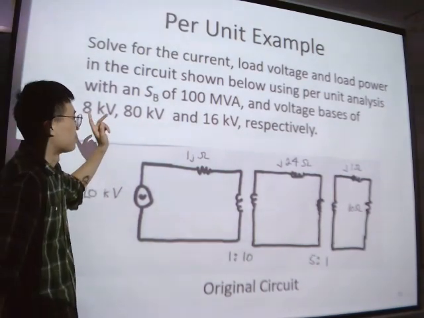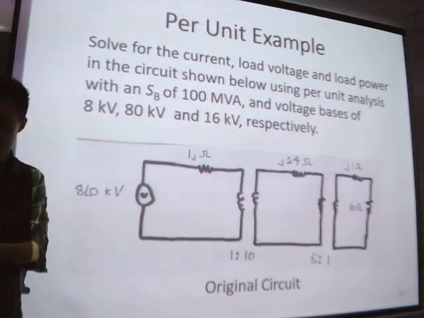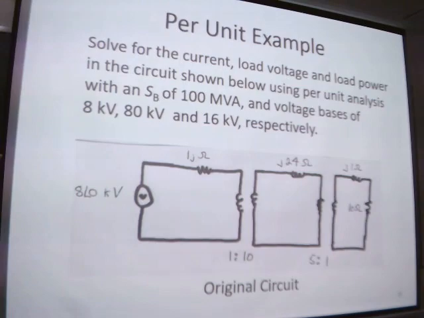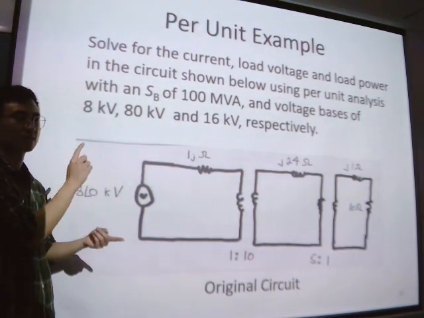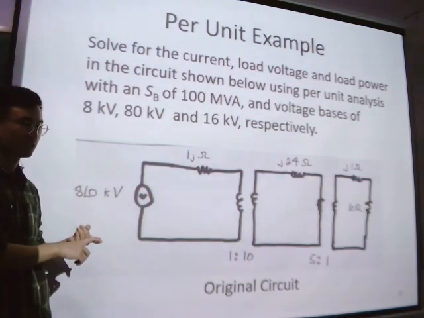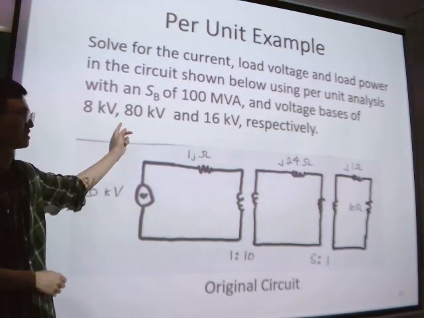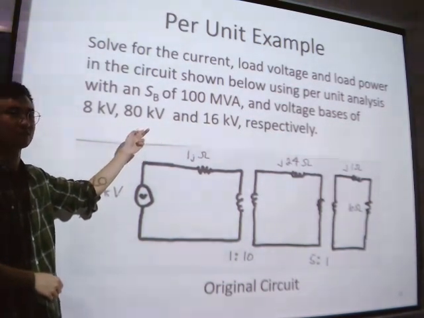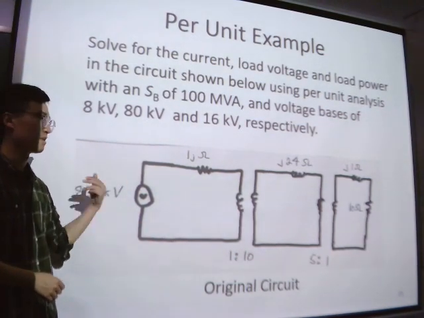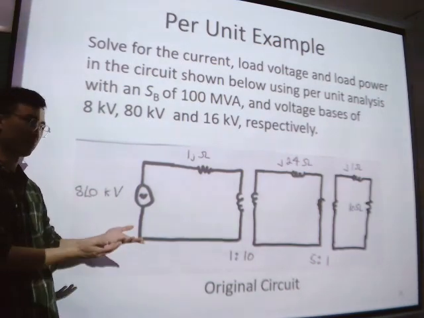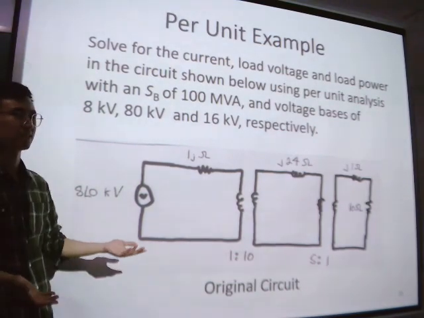So with the same per unit, because here we have different voltage levels, we have only one per unit value that can express the 3 different voltage levels. So that's why we do the per unit analysis, it is much more convenient. Okay.